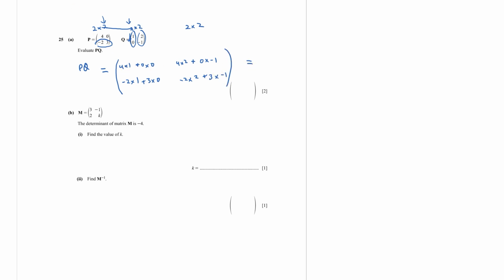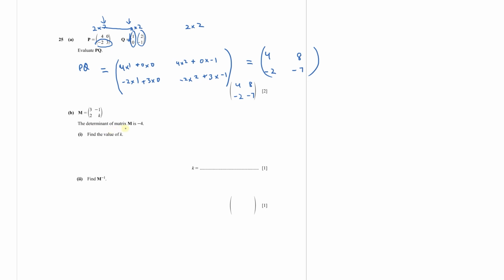Let me write it neatly. 4 times 1 is 4, so you get 4 here. 0 times 0 is 0, so this remains 4. 4 times 2 is 8, 8 plus 0, so this is 8. This will be minus 2 times 1 plus 3 times 0, which is 0, so this will be minus 2. This is minus 4 plus 3 times minus 1, which will be minus 3. So this will become minus 4 minus 3, which is minus 7. So this will be your answer: 4, 8, minus 2, and minus 7.